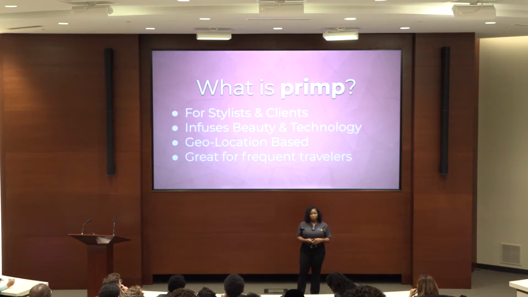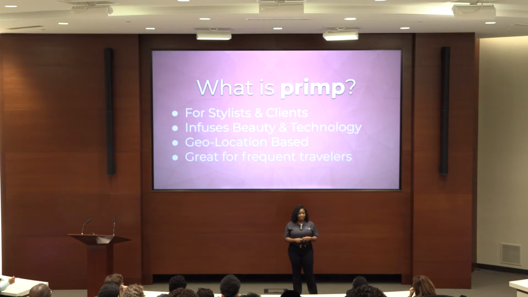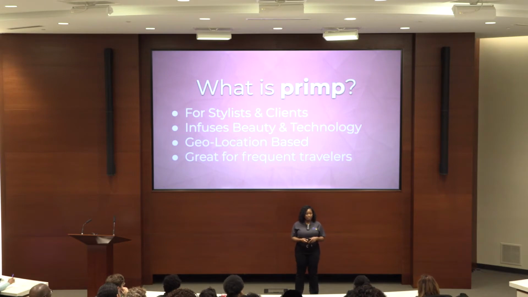So what is Primp? Primp is created with two users in mind, both the stylist and the client. It uses the beauty world with technology to make it more efficient for clients to find stylists. It's geolocation based, which I'll touch more on in my next few slides. So it's great for people that travel frequently or women with busy schedules that need to get in and out of the salon quickly and want to find someone that's close to them.